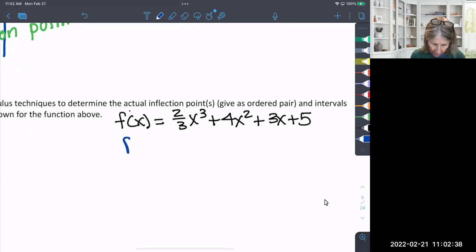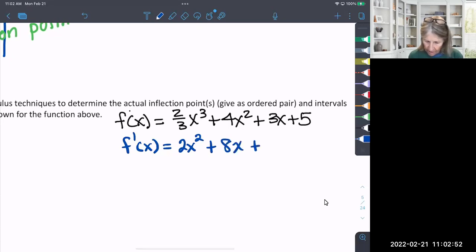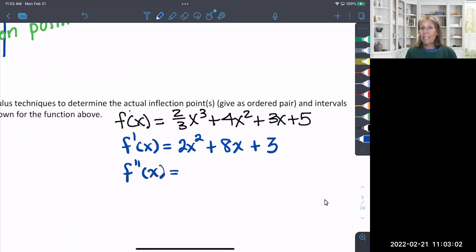So let's get the first derivative. So f prime of this function, let's see, 3 times 2/3 will be 2x, lower it by 1 squared. 2 times 4 makes 8x to the first, and the derivative of 3x is just 3. Now move on to the second derivative, because I'm not interested in increasing or decreasing. I want the second derivative to identify concavity. Okay, so second derivative, 2 times 2 is 4x, and 1 times 8 is 8, x to the 0. All right, here's my second derivative.